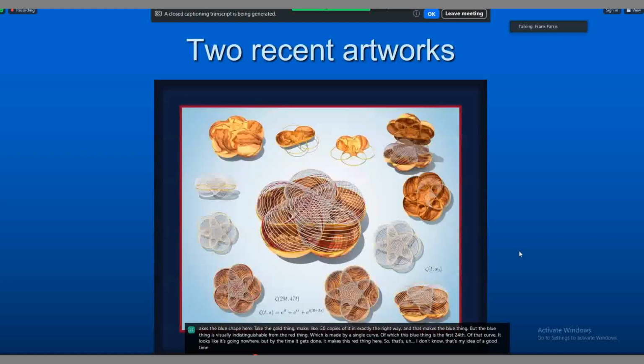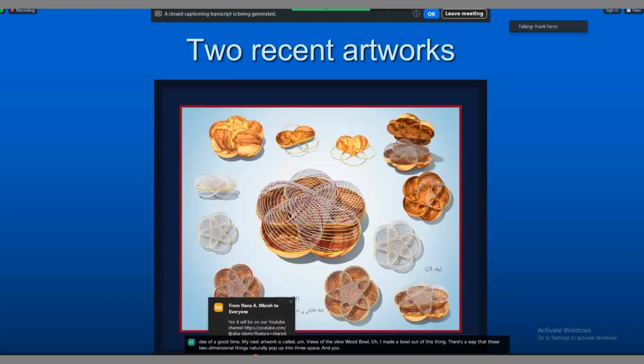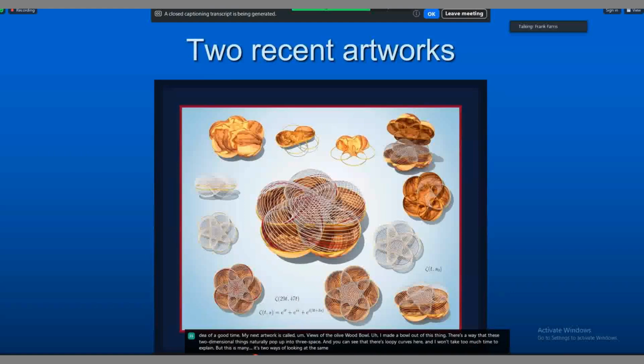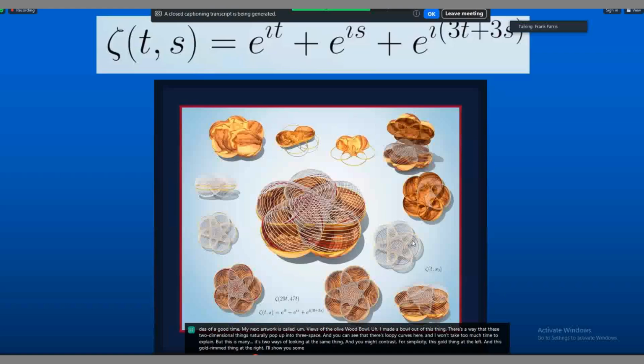My next artwork is called Views of the Olive Wood Bowl. I made a bowl out of this thing. There's a way that these two-dimensional things naturally pop up into 3 space, and you can see that there are loopy curves here. I won't take too much time to explain, but it's 2 ways of looking at the same thing. You might contrast, for simplicity, this gold thing at the left and this gold ribbon thing at the right. I'll show you some formulas that go with these.